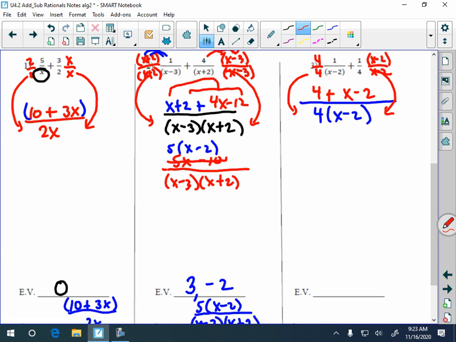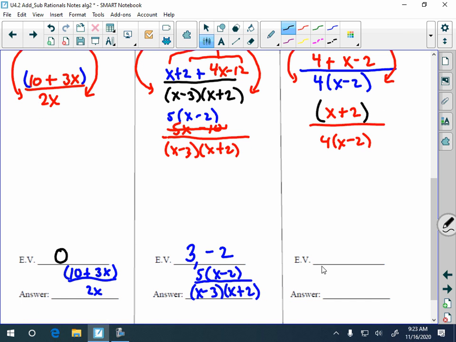I'm going to combine like terms. So 4 minus 2, that's going to be 2. So x plus 2 over 4 times x minus 2. All right, and I want to see, can I cancel anything? Nothing factors. It's already factored all the way. X plus 2 binomial. I'm going to put it in parentheses so you can see it. It's different than x minus 2 binomial, so I can't cancel anything out. So that's going to be the final answer. Okay, x plus 2 over 4 times x minus 2.